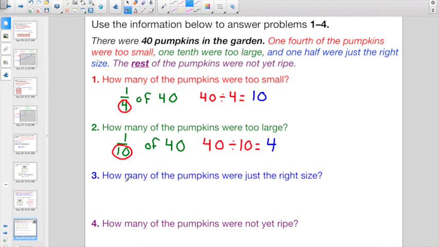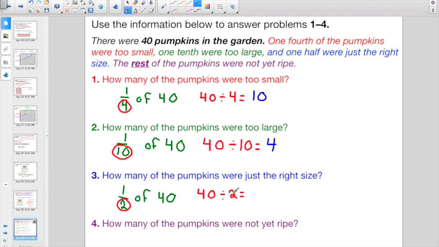Let's try down here. How many of the pumpkins were just the right size? Well, it said 1/2 were just the right size. So start off by thinking 1/2 of 40. If the numerator is 1, again, just divide by the denominator. So now we've got to go and think 40 divided by 2.